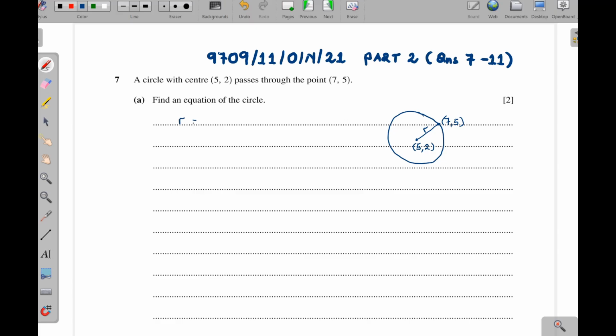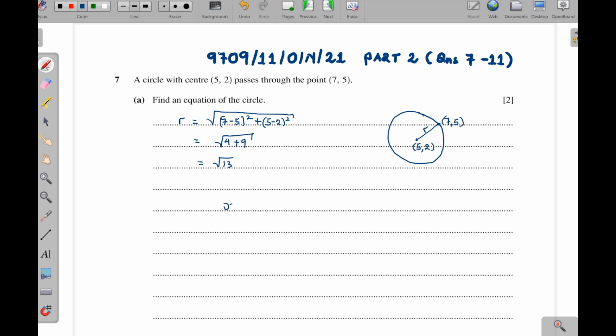So radius, this is the length of a line segment. We need the change in x, so it will be 7 minus 5, then squared, and then plus the change in y. We have a 5 and then the 2. That will be 5 minus 2, then squared. Of course, 7 minus 5 is 2, 2 squared is 4. And then 5 minus 2 is 3, 3 squared is 9. So this one is going to be root of 13.